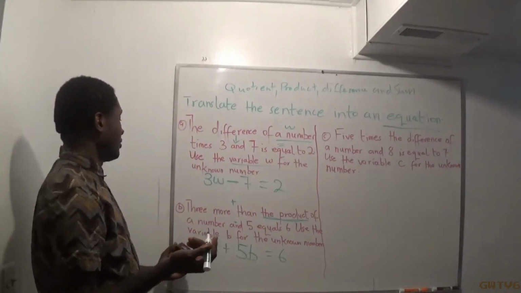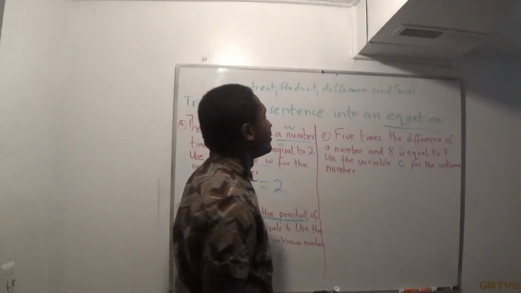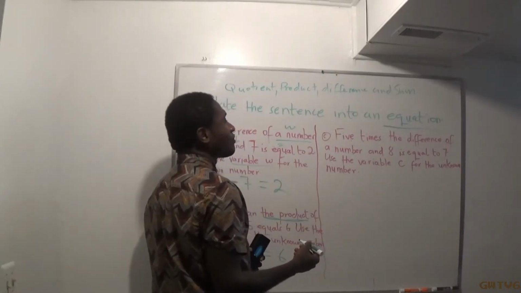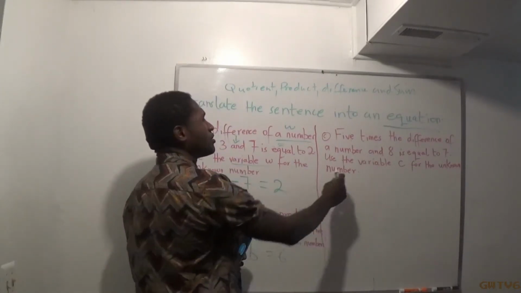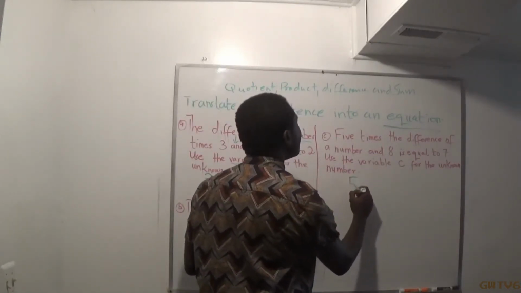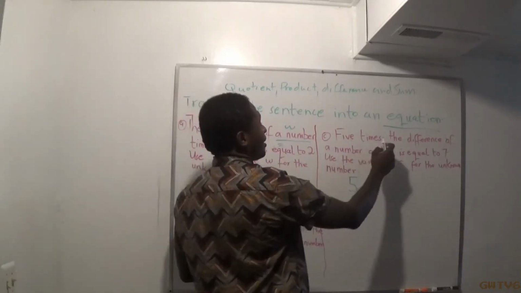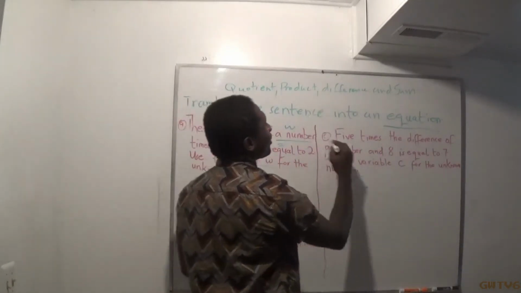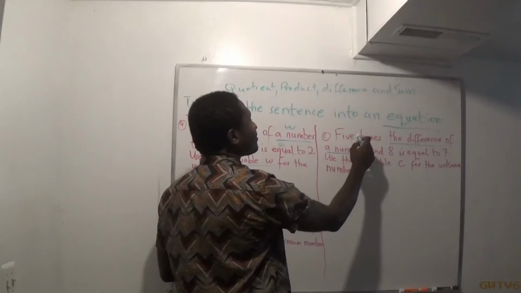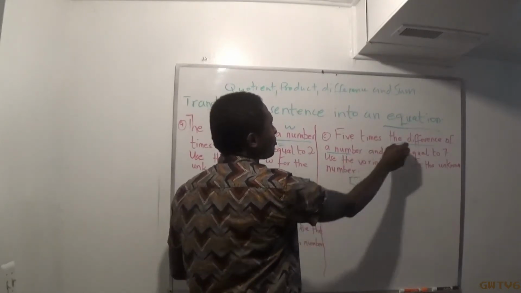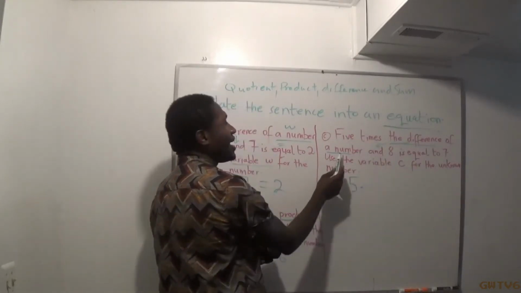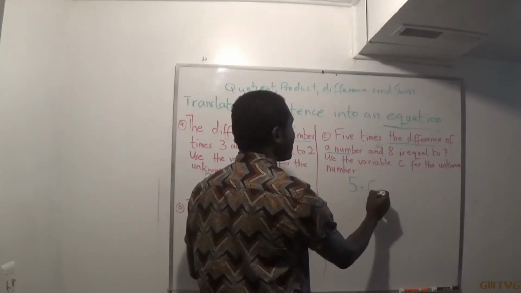So that's my equation. What about that one right here? This one too says 5 times the difference of a number and 8 is equal to 7. And I should use the variable c for the unknown number. So I have 5 times, again, I see one of the words right here, difference. So I'm going to jump to a number. So 5 times a number, because I'm replacing the difference at the end. So where I see "and", I'm just going to put the difference there. So 5 times a number, which I'm being asked to use the variable c.